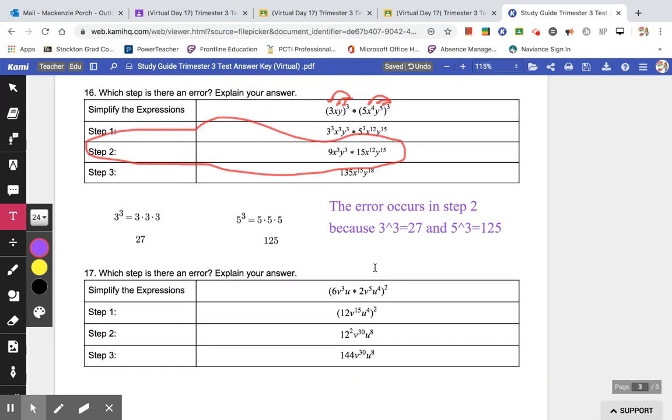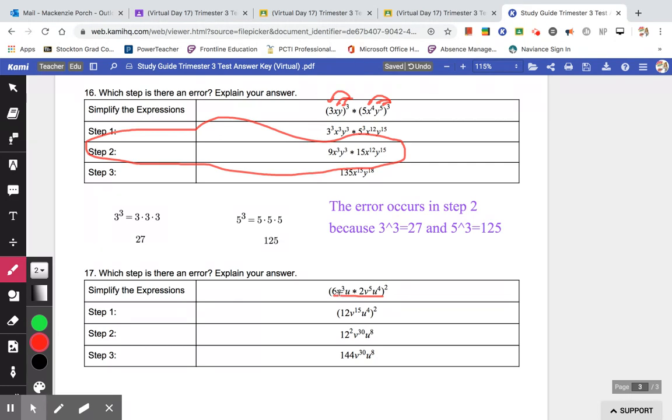Okay, so if we take a look at number 17, same sort of problem. We have now 2 v's, 2 u's, and we have an exponent on the outside, so we know we're going to have to use both of those rules. So the first thing you do in this problem is we want to simplify the inside of the parentheses. So you start by doing 6 times 2, which we get 12, which is correct.